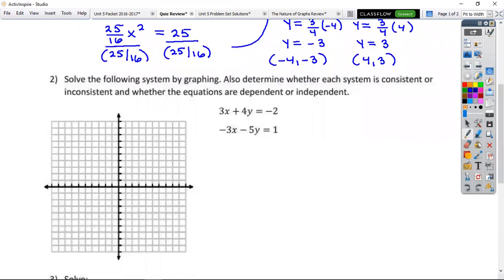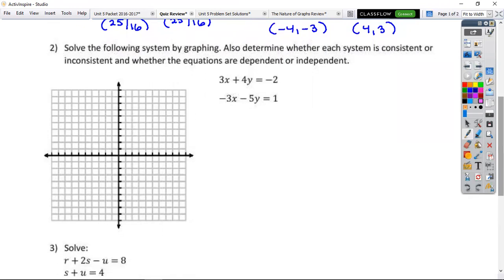In order to solve a system using graphing, you're going to have to get both of these into y equals mx plus b. So I take this first equation. I am going to subtract the 3y over and place it right in the front. So I get -3x minus 2. Not done though. Divide by 4.